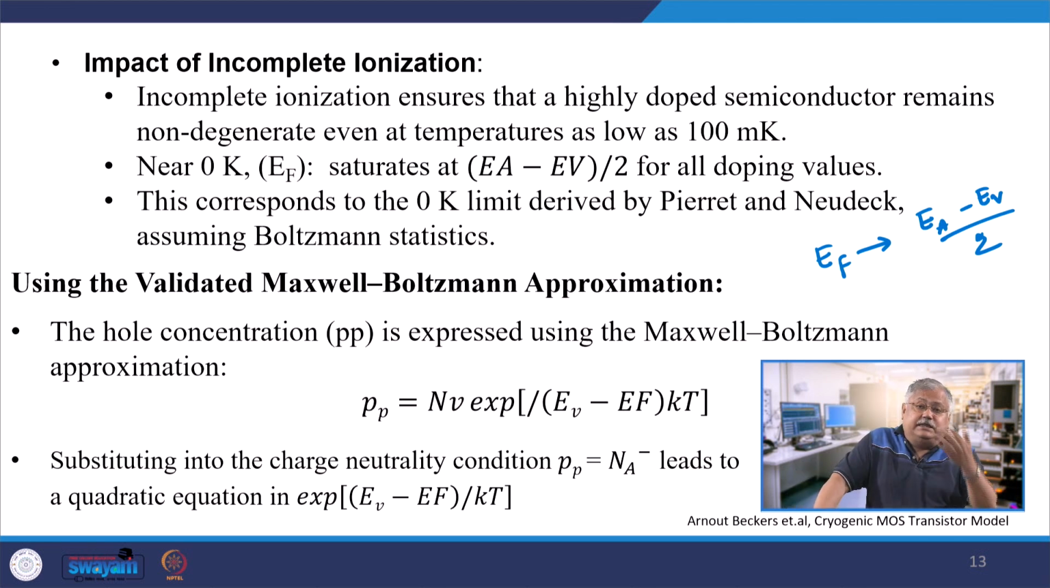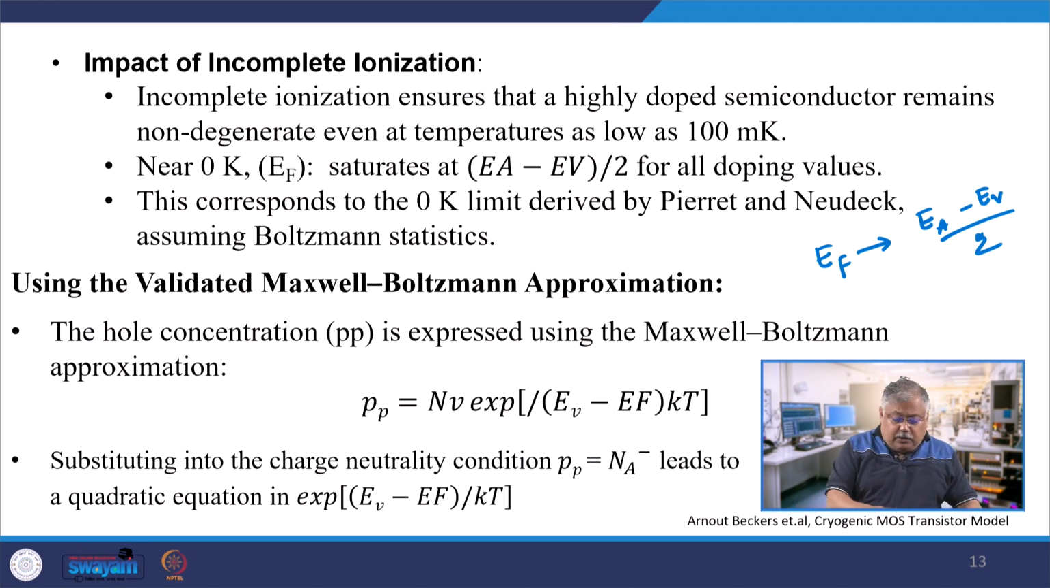If it would have been a fully degenerate semiconductor, the Fermi level would have gone inside the conduction band or the valence band for all practical purposes. And that is the reason this difference corroborates that you will always have a non-degenerate semiconductor at 0 Kelvin, and that is purely because you have incomplete ionization.